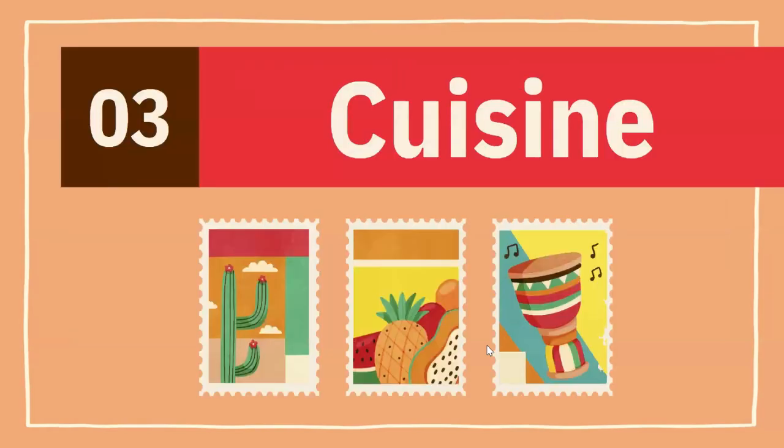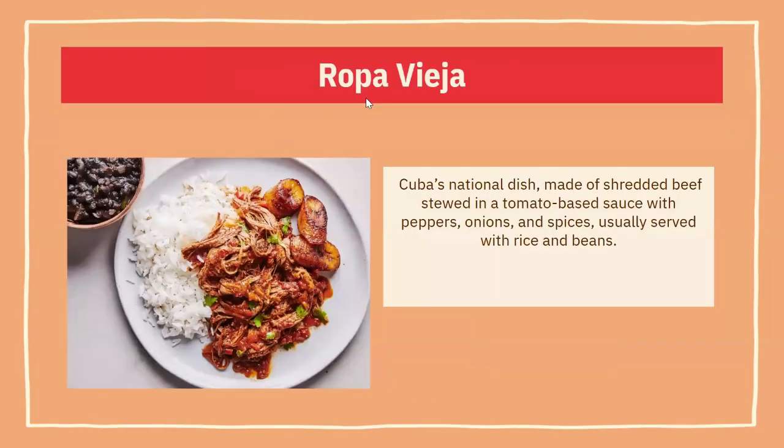Cuisines. This is my favorite part of the presentation. I always love learning about different cuisines and different foods that they eat in different countries. The first one is ropa vieja. That's Cuba's national dish. It's made of shredded beef stewed in a tomato sauce with peppers, onions, and spices, and it's usually served over rice and beans.